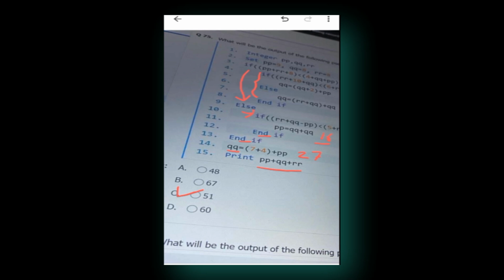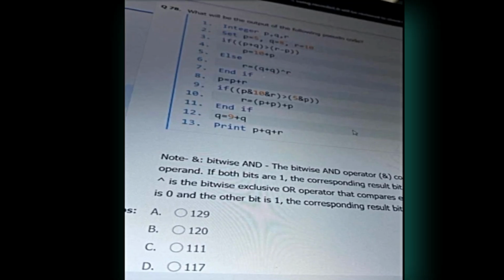I hope your answer is also the same. So let's go to the next question. So this is again a quick question for you. Please pause the video and try to give the answer in the comment section. So the first few lines may not be visible, so let me read it.